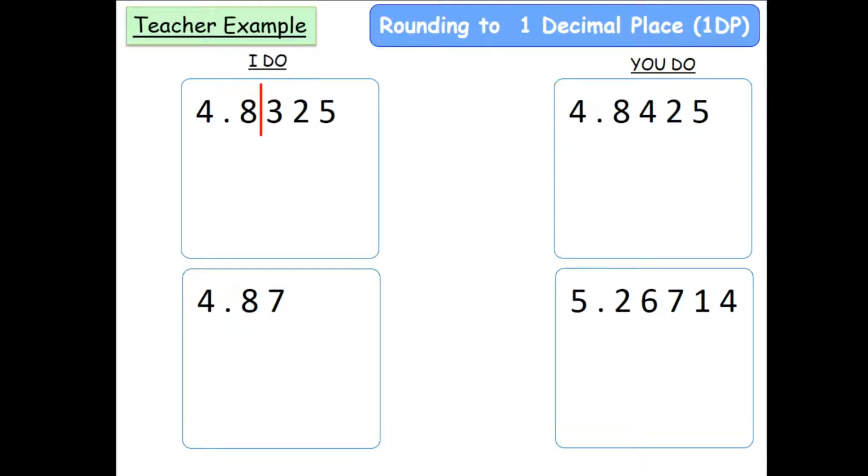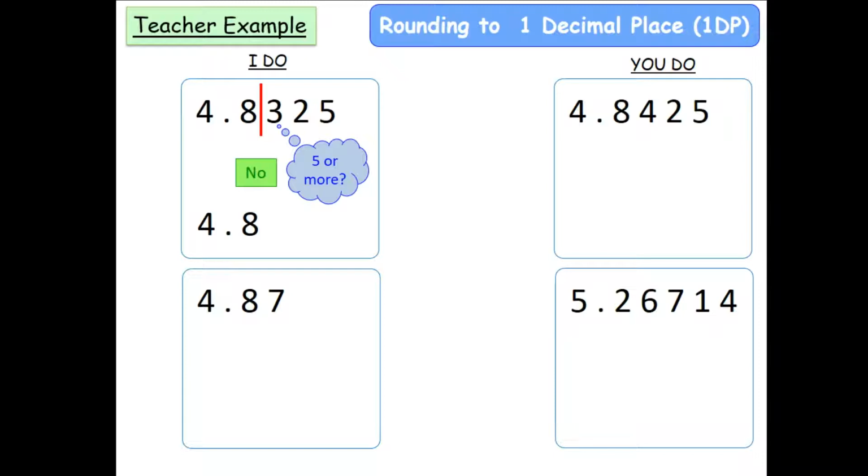Okay, and then you use the same rules that you use when you round numbers. So you look at the 3 now. Is the 3 5 or more? No, so the number stays the same. So our answer is 4.8.